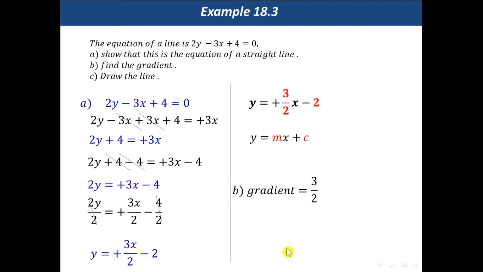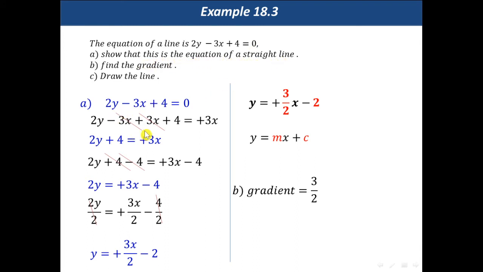Okay, this is an example for that, as you see here. This is an example solved. How did I get to this form? This is an example in your book, he gave you the equation 2y minus 3x plus 4 equals 0. Show that this is the equation of a straight line.